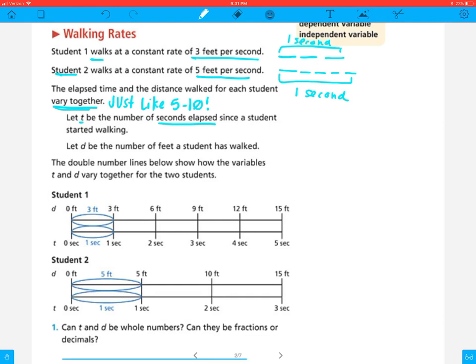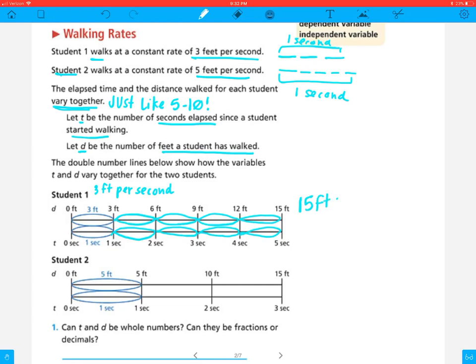So let t be the number of seconds elapsed, which is time, since students started walking, and d will be the number of feet the student has walked, which is the distance. When we're looking at these double number lines, I like to go into them and label, and write a note to myself. I remember this saying 3 feet per second, and I notice at 1 second there's 3 feet, and after another second, that student goes another 3 feet, making it 6, and then 9, and then 12, and it finalizes with 15 feet walked, and that's over 5 seconds.